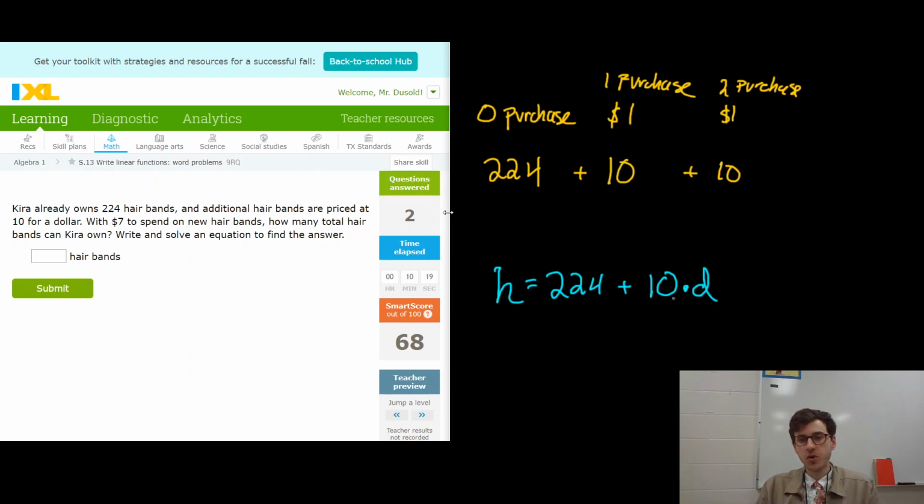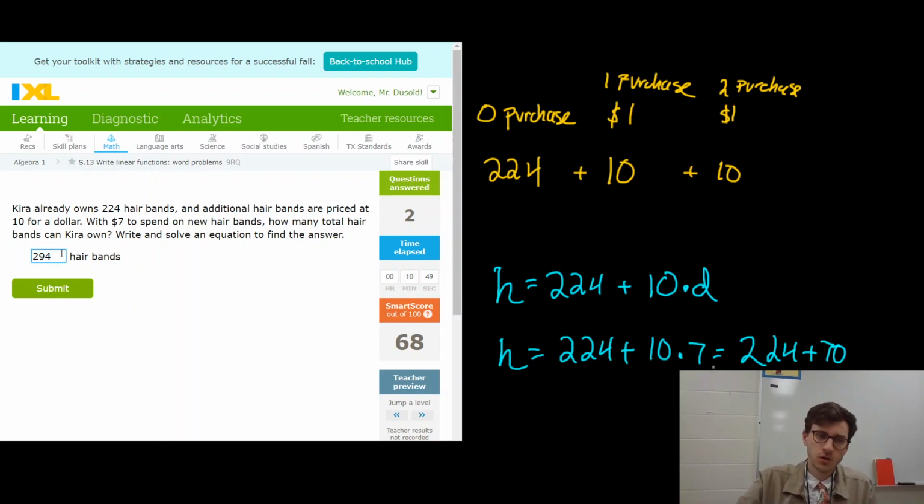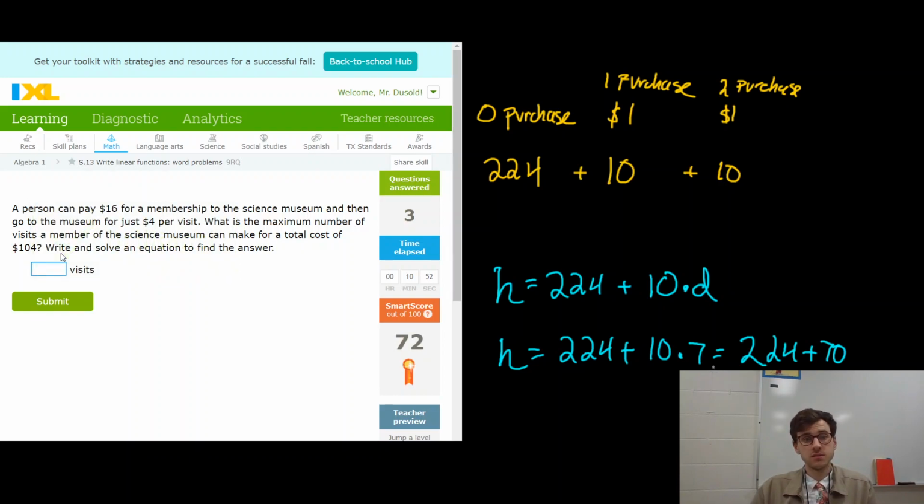So how many can she purchase here? Well, she has $7 to spend, so she can buy 7 packs of 10 hairbands. So H then equals 224 plus 10 times 7, which is 224 plus 70, or 294. So after she spends her $7 on hairbands, she could have a total of 294 hairbands. Brilliant. Let's do one more.